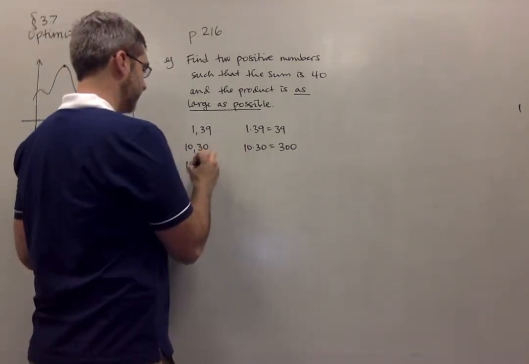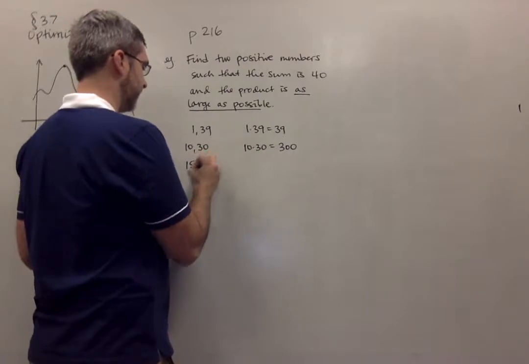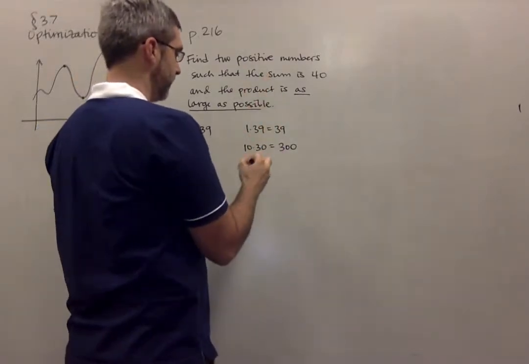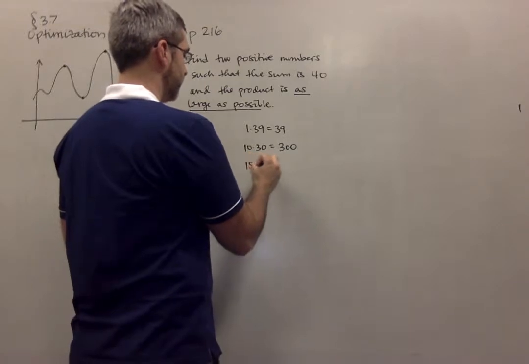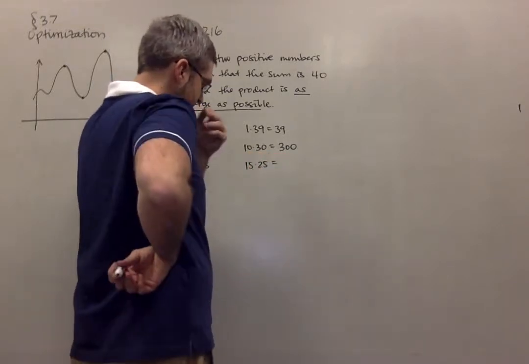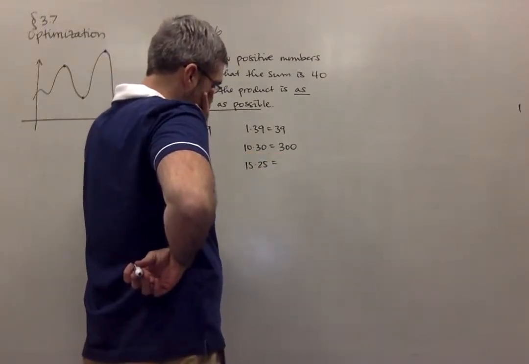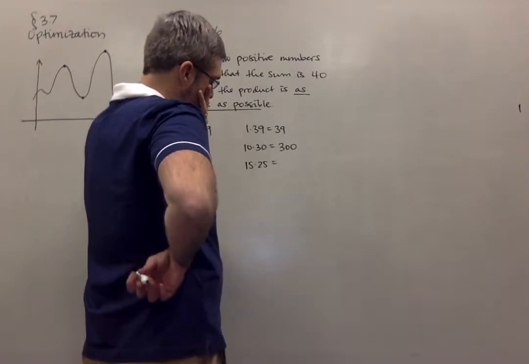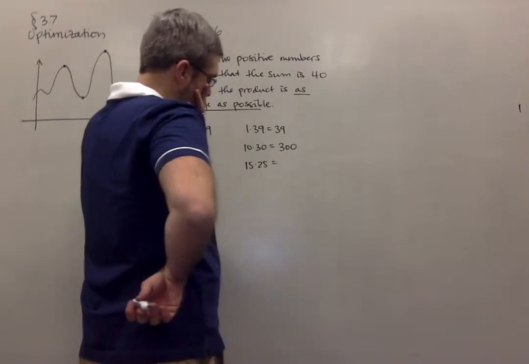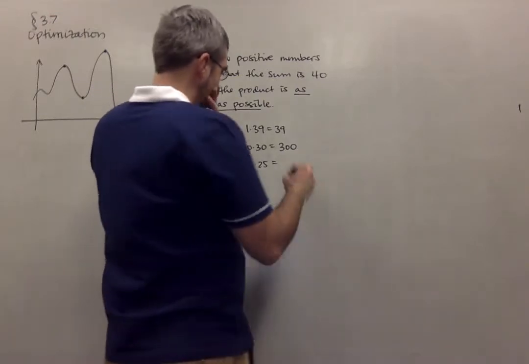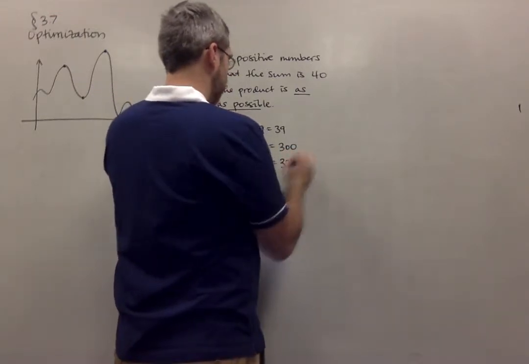What if I did 15 and 25? 15 plus 25 is 40. 15 times 25, well, now I'm going to have to, how do I do that in my head? 75, 375? Well, that's better.